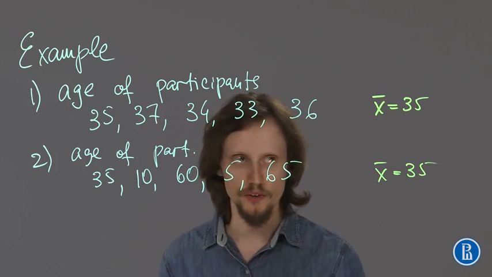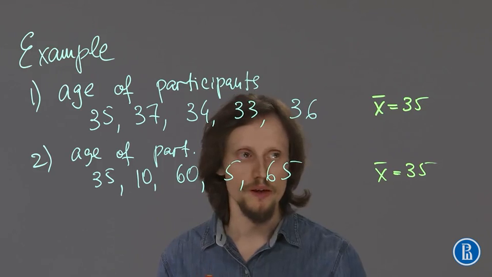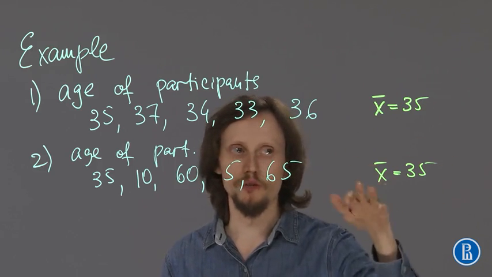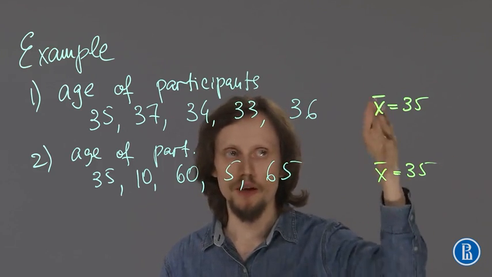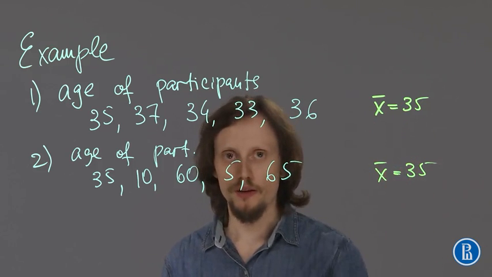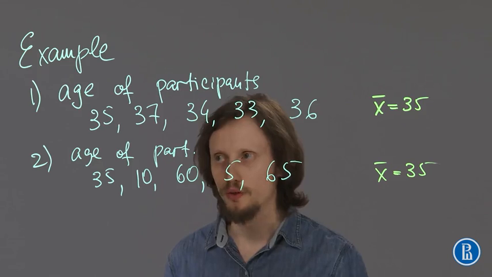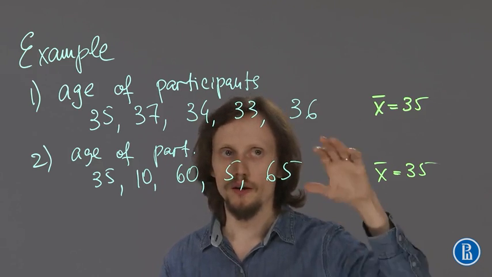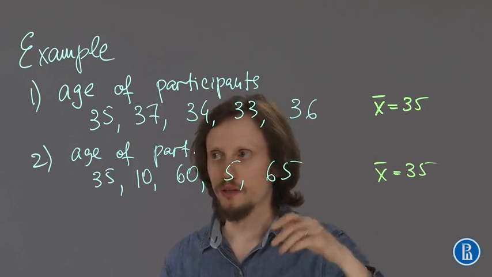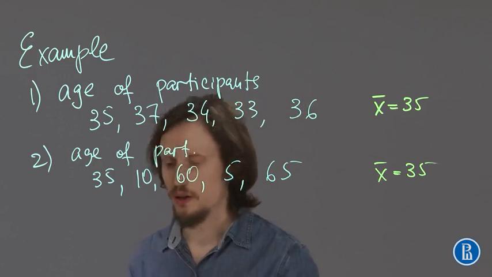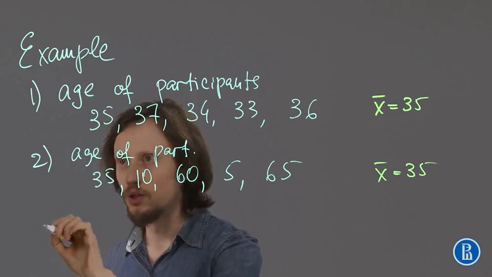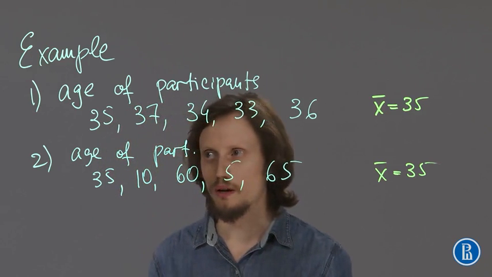And this difference cannot be encoded into the measure of central tendency because the average value here and here is the same. Then we have to use different descriptive tools to distinguish between these two data sets. And the first tool is called sample variance.